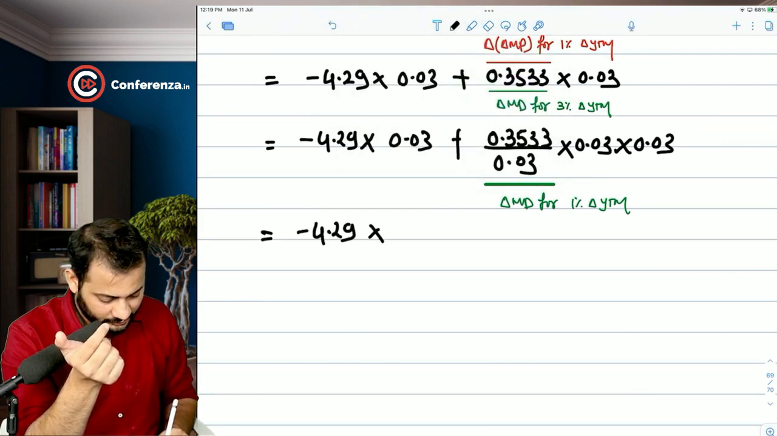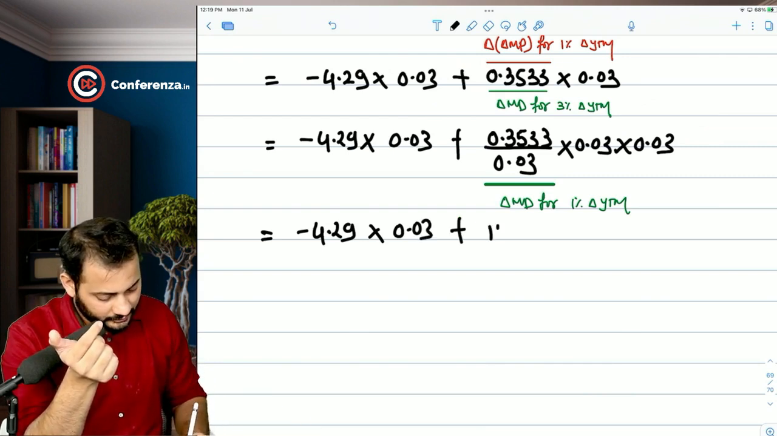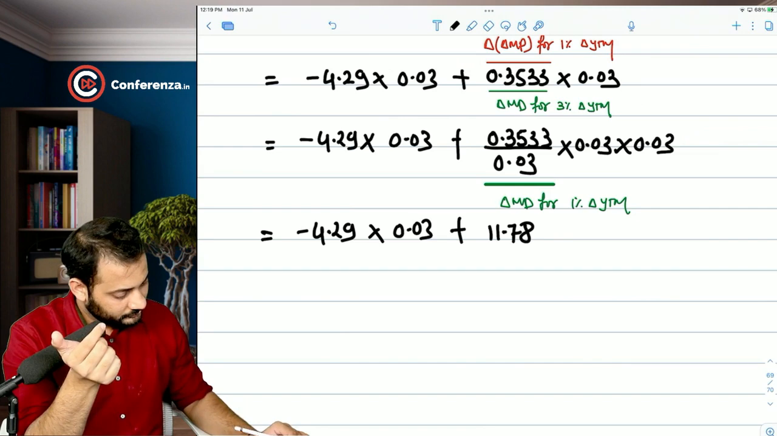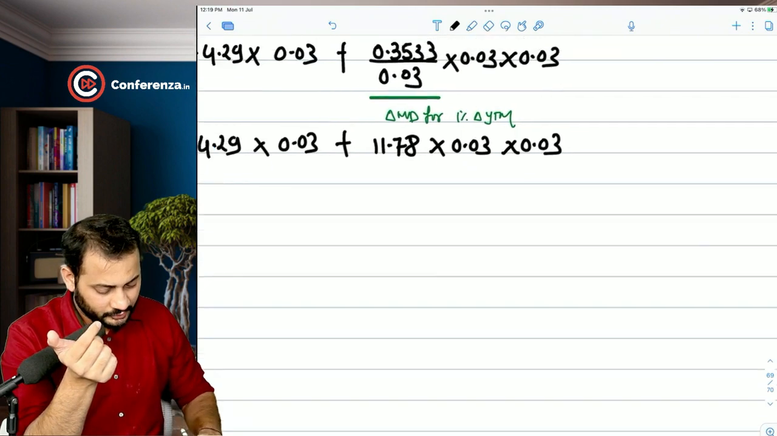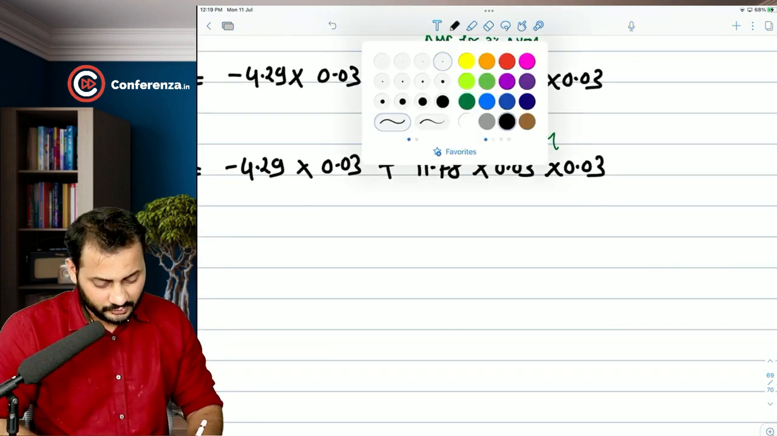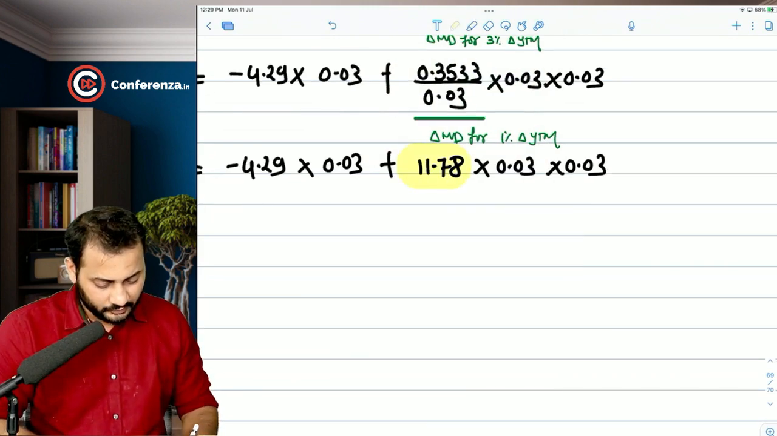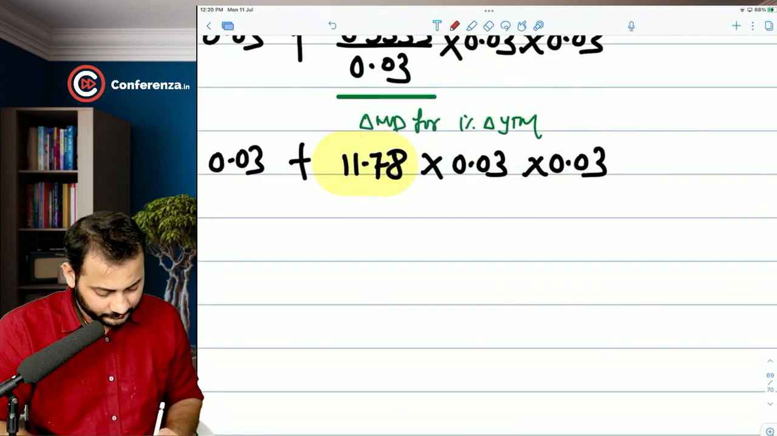And the figure will be minus 4.29 into 0.03 plus 11.78 into 0.03 into 0.03. So that is our ultimate goal. Our ultimate goal is to find out this figure, 11.78. Now let's interpret everything. What do you call 11.78 as? This is nothing but change of modified duration for 1% change in YTM.